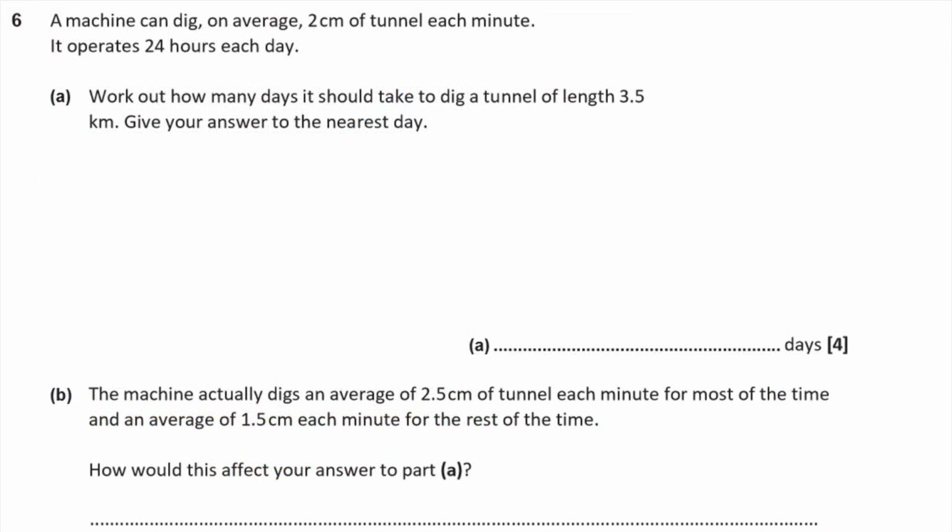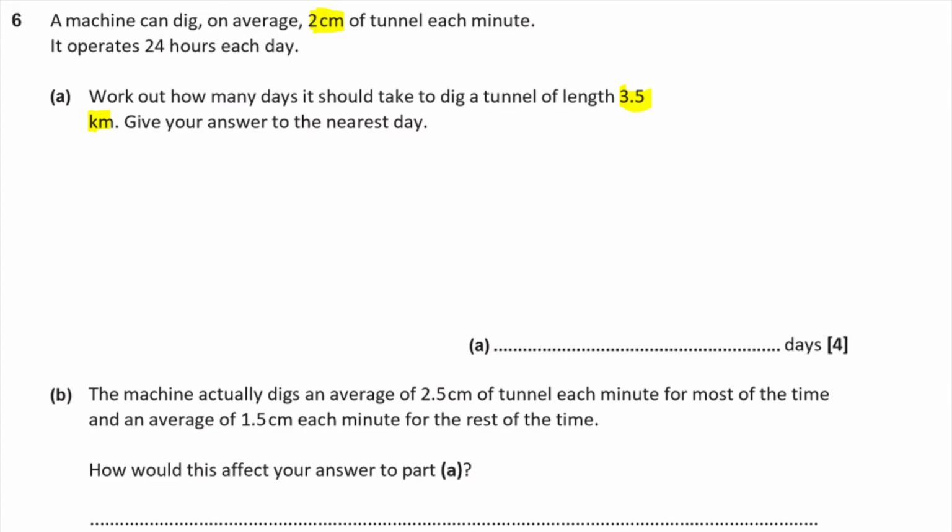A machine can dig on average 2 centimeters of a tunnel each minute. It operates 24 hours each day. Work out how many days it should take to dig a tunnel of length 3.5 kilometers. Give your answer to the nearest day. Okay, so we've got mixed units here first off, so that's what we're going to have to take care of. That's in centimeters and that is in kilometers, isn't it? Okay, so one of them is going to have to change.